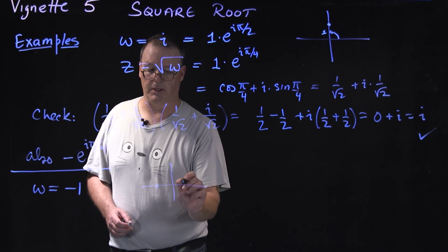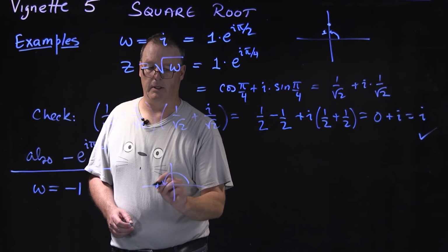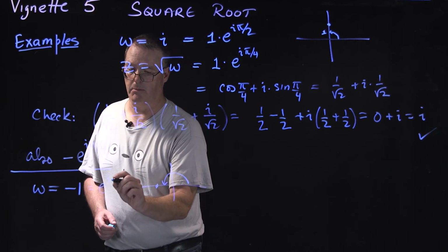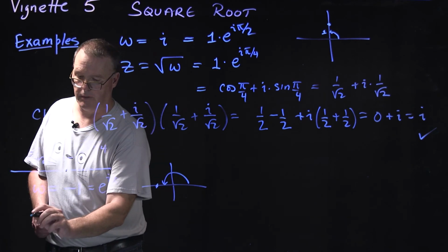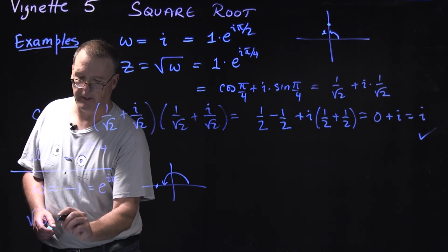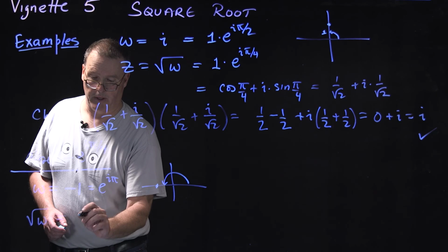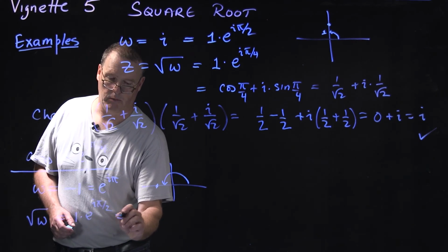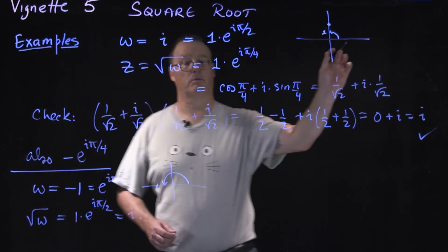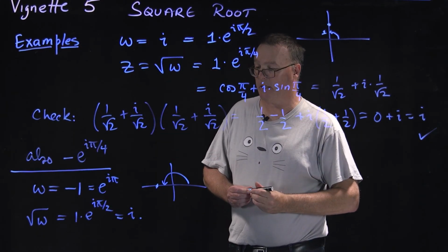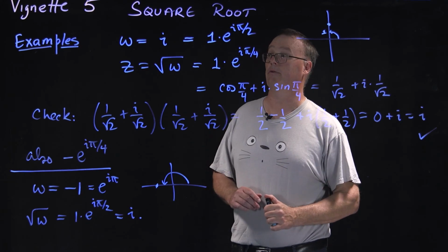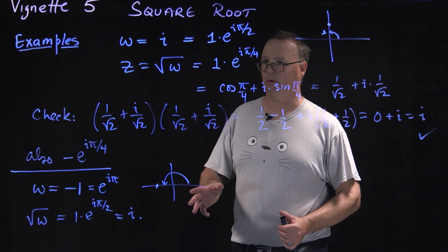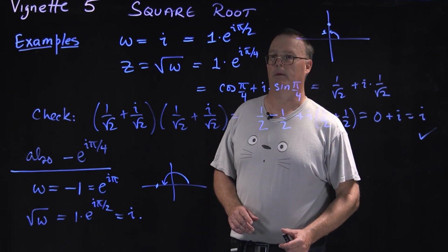Well, minus 1 sits here, so its angle is pi. So this is e to the i pi. So therefore, the square root of w is going to be 1 times e to the i pi over 2, which is i, just as we had up here. And the negative of that gives us minus i, and so we're perfectly happy. So this idea of using polar coordinates to take square roots actually works. I'm happy with that.